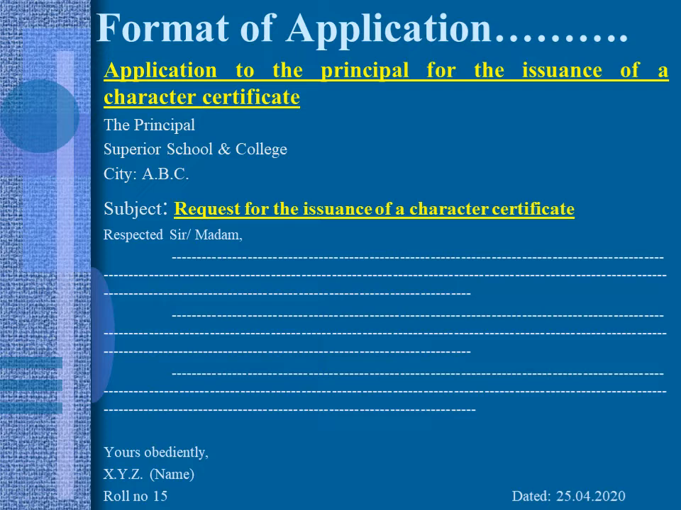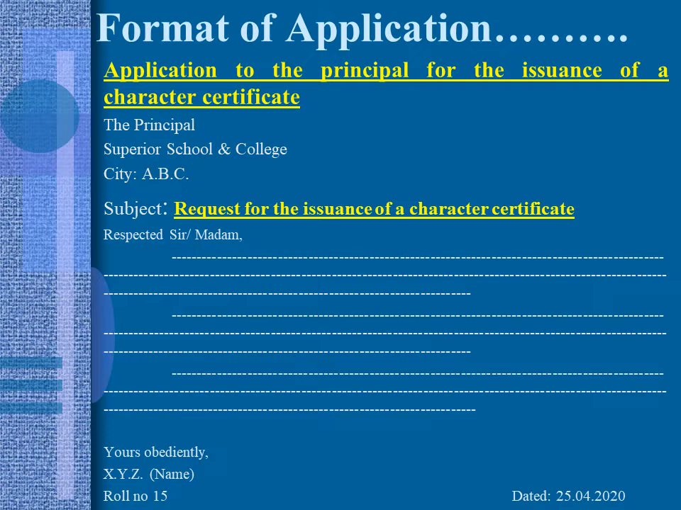Since in your board examination you are not supposed to disclose your location and identity, you will be writing a fictitious address and designation of the person to whom you are writing your application. The next element is the subject. Suppose you are writing an application to the principal of your school for the issuance of a character certificate. Your subject will be: Request for the issuance of a character certificate.